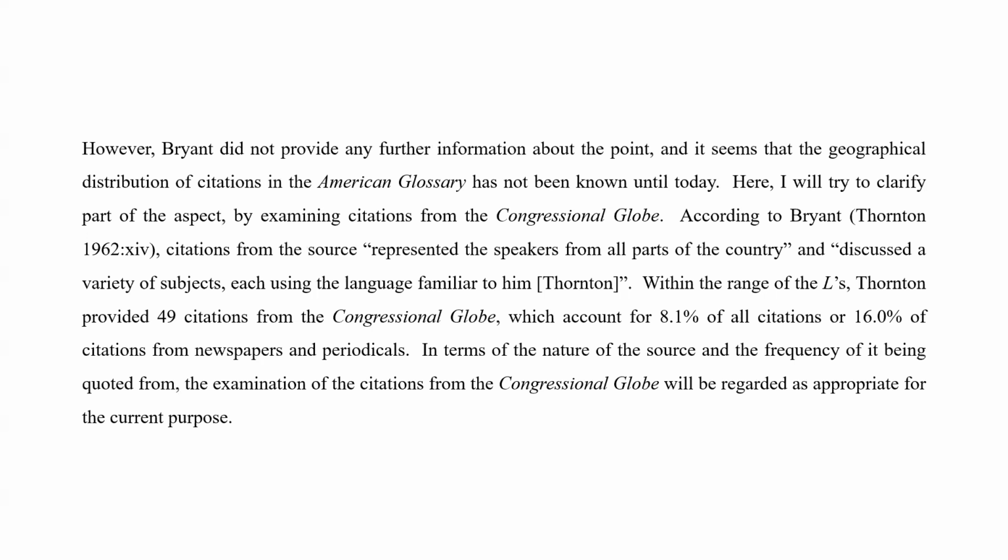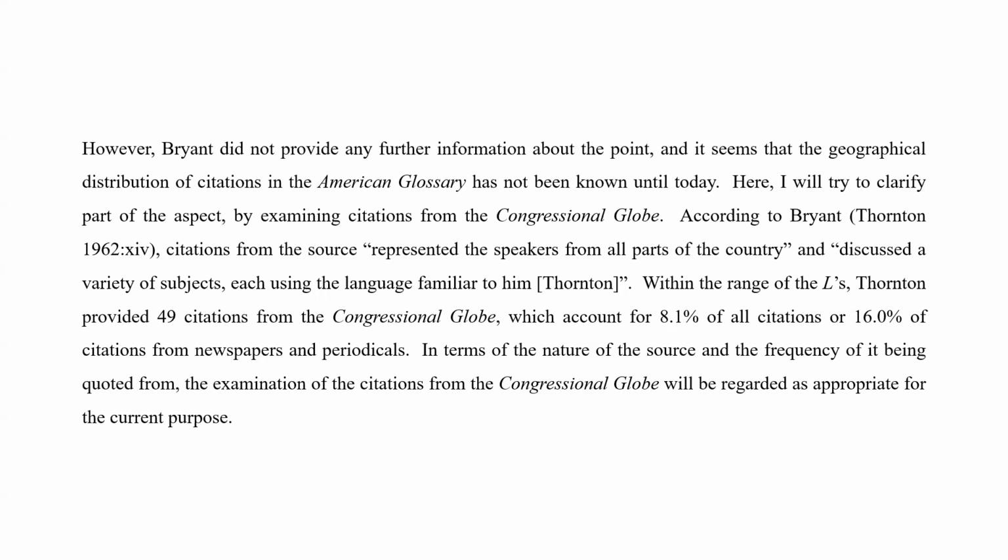According to Bryan, citations from the source represented the speakers from all parts of the country and discussed a variety of subjects, each using the language familiar to him. Within the range of the L's, Thornton provided 49 citations from the Congressional Globe, which account for 8.1% of all citations, or 16.0% of citations from newspapers and periodicals.